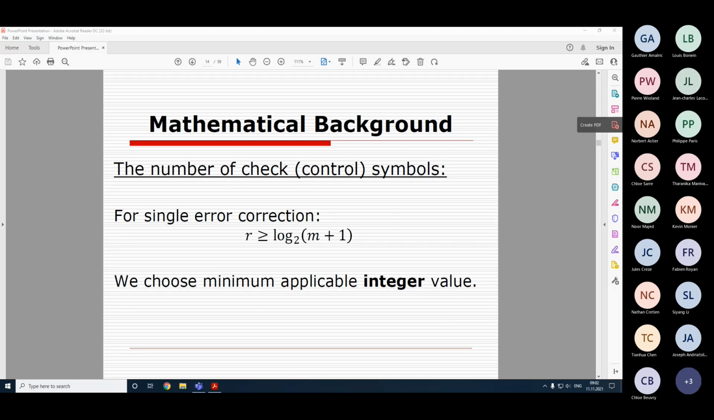So, yes, this is some summary. Basically the formula says that we have to choose r as an integer number which is greater than or equal to this logarithm.